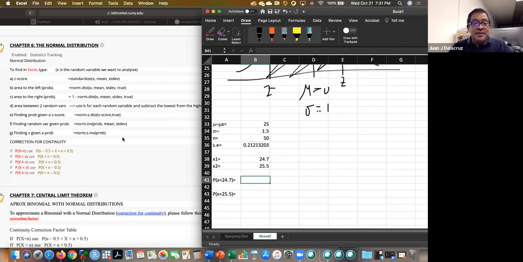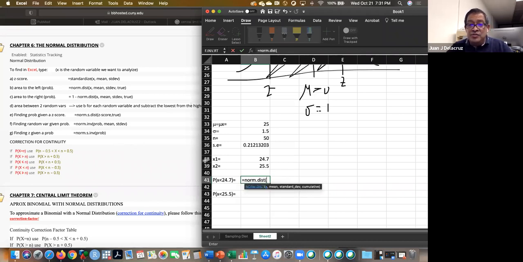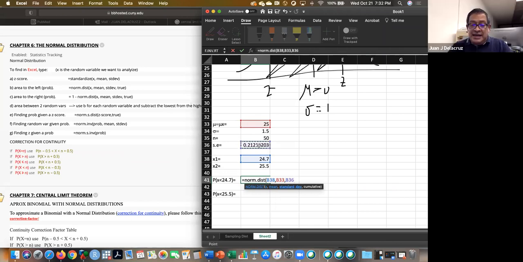So what should I do? I'm going to use this formula: equal NORM.DIST. It's asking me for an X value, so in this case, this is going to be the X value. The mean, which is the mean of the population. I don't have the mean for the sample, I have the mean of the population, so I'm going to use that mean. And then I am not going to use sigma, I am going to use the standard error, right? And then I'm going to say TRUE. Why? Because I want the cumulative area to the left of 24.7, right?